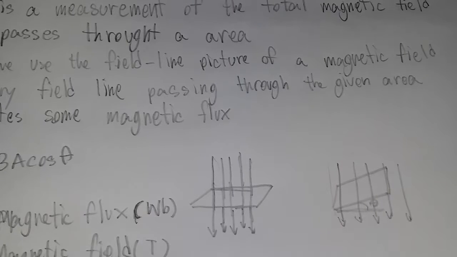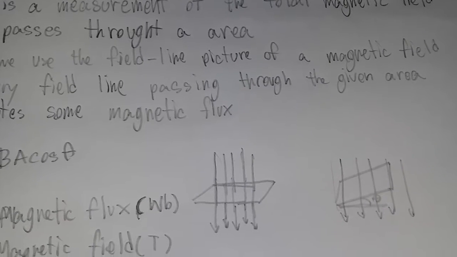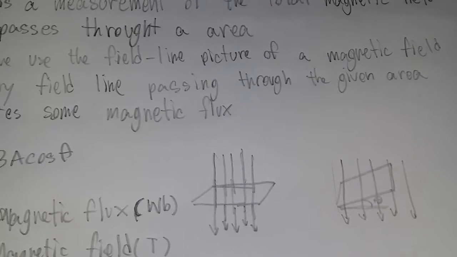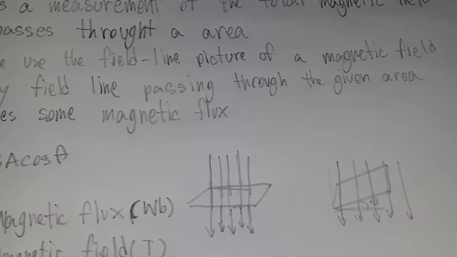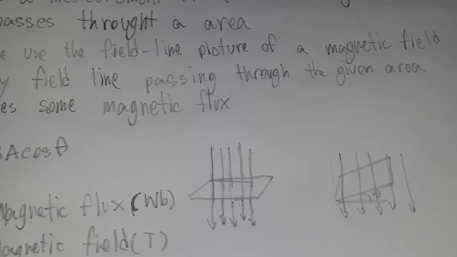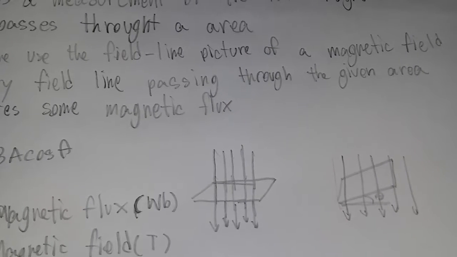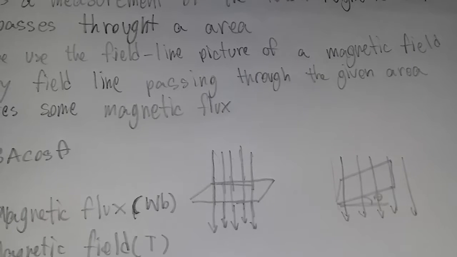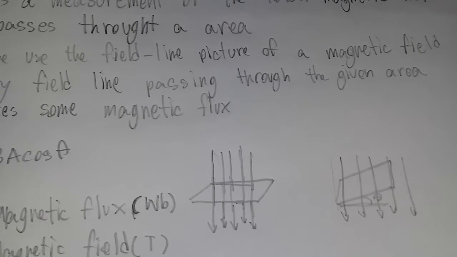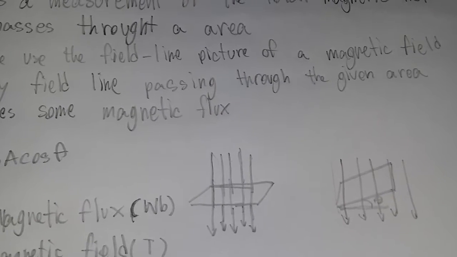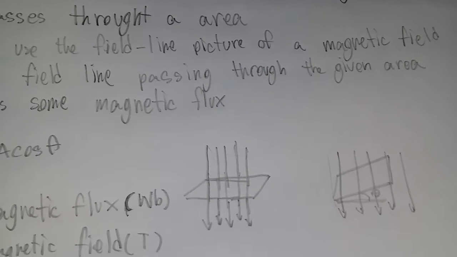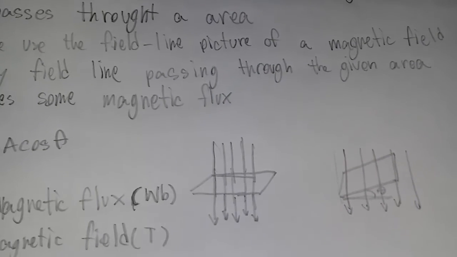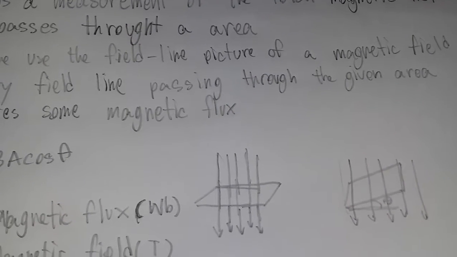Today we talk about magnetic flux. Magnetic flux is a measurement of the total magnetic field which passes through a certain area. If we use the field line picture of a magnetic field, then every field line passing through a given area contributes some magnetic flux. Magnetic flux has the equation BA cos theta.